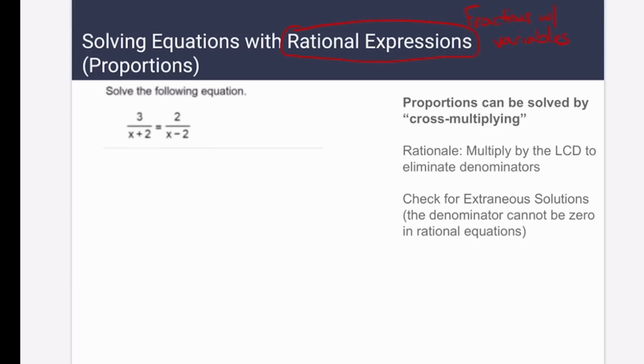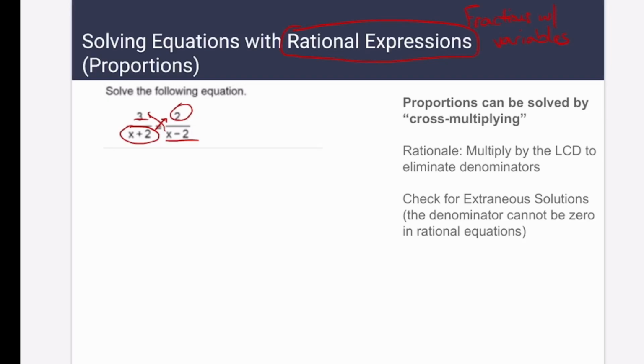So proportions, the strategy that most teachers teach is that you can cross multiply, meaning denominator to opposite numerator, denominator to opposite numerator. And we can multiply that. The rationale for this is that you're essentially multiplying by the common denominators to get rid of them.